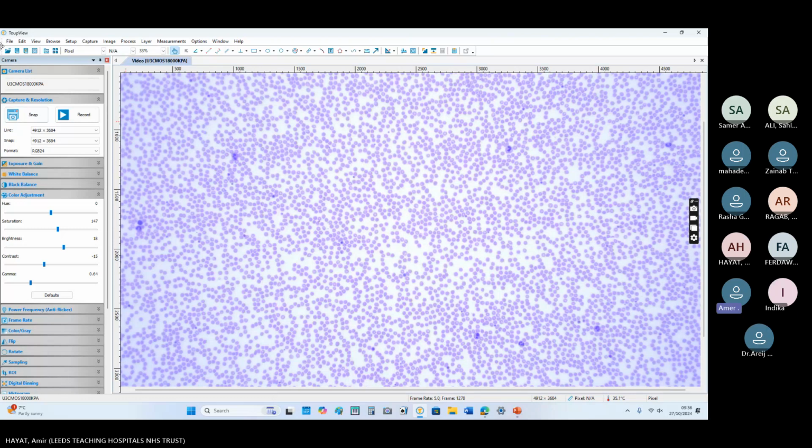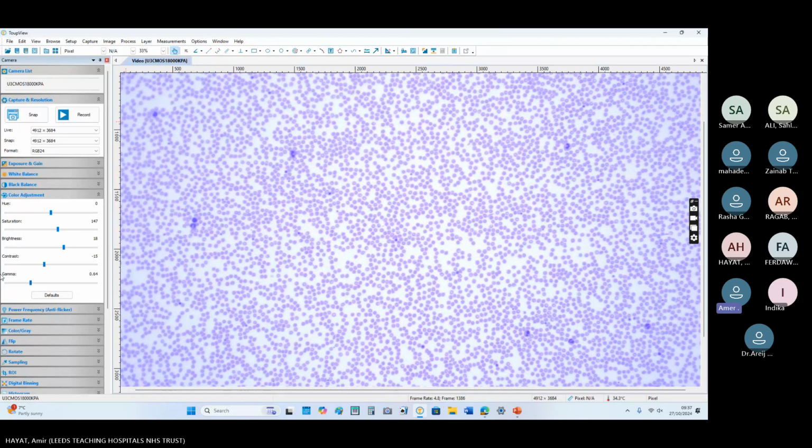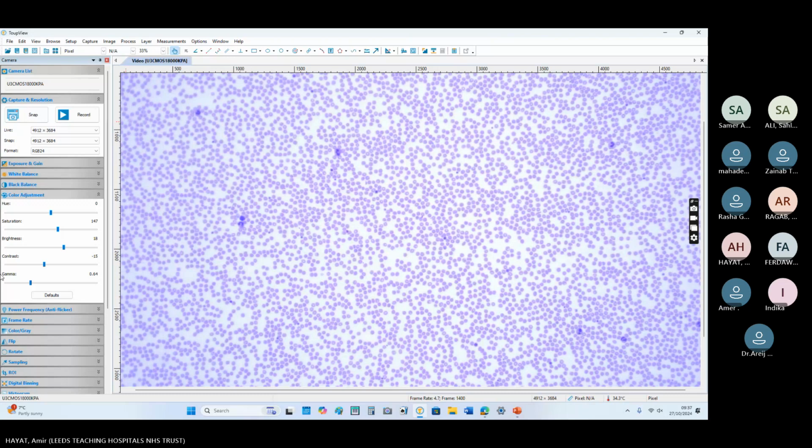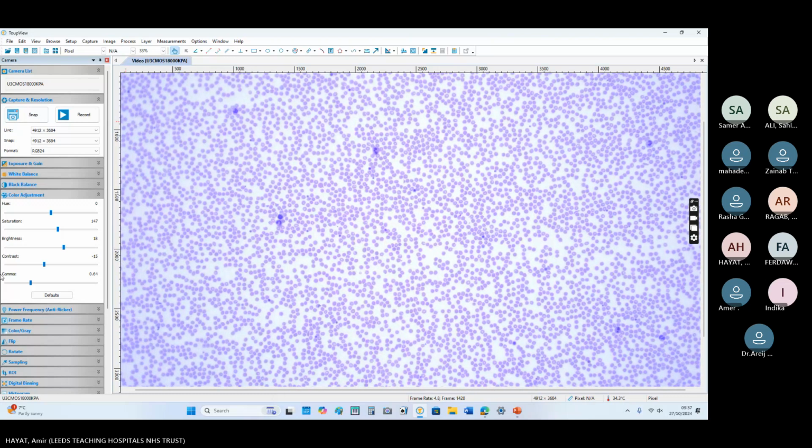So this is the first case. An 8-year-old boy presented to the emergency department with recurrent epistaxis and spontaneous bruising. He is an adopted child to the parents or carer. The full blood count shows hemoglobin of 120, white cell count of 5, and platelet count of 102.